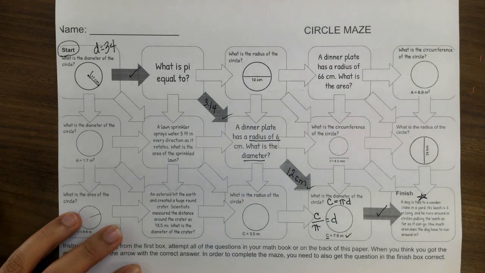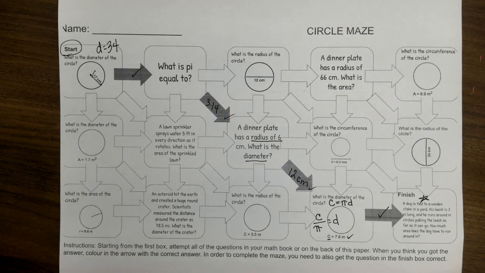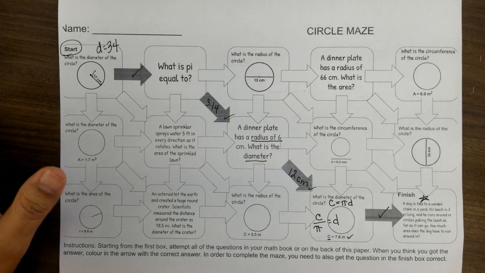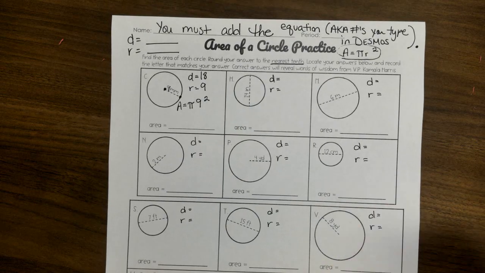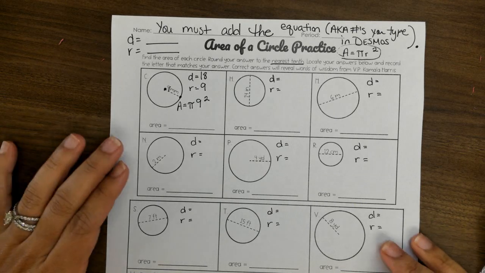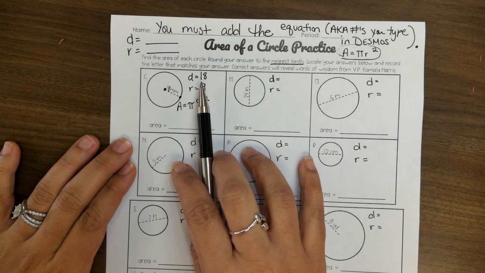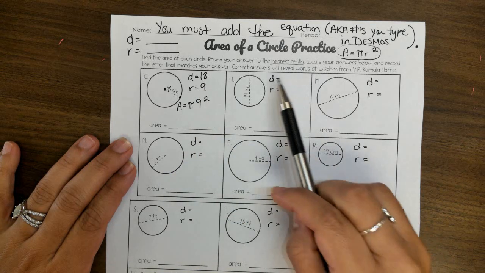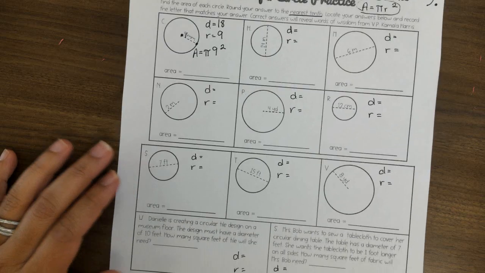Make sure that your warm-up is glued in your journal so that I can review that with you. Our next thing is our assignment. So I want you to pull out our assignment, and I want to go over a couple of things in order for you to do this correctly. Step 1 is that you need to label all of these to where it says diameter, radius. So D equals, R equals for each box. Go ahead and do that now.